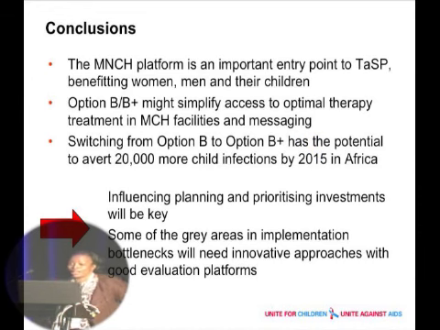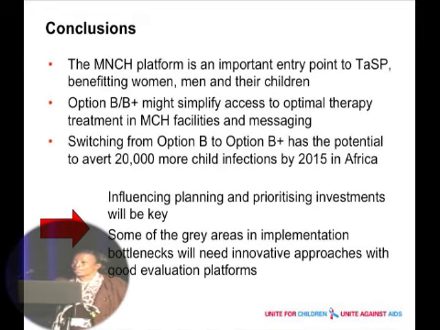So in conclusion, I just want to say that the maternal, newborn, and child health platform is an important entry point for treatment as prevention. I hope you agree with me. And that Option B+ might simplify access to optimal therapy treatment for mothers and their partners and their children. Switching to Option B and B+ has the potential to serve many more children and probably mothers by 2015 in Africa. Influencing planning and prioritizing investments will be key, and I hope that I've convinced you that we really need to look at the disparities and the key bottlenecks to implementation.